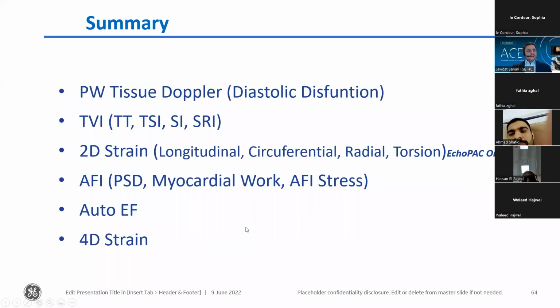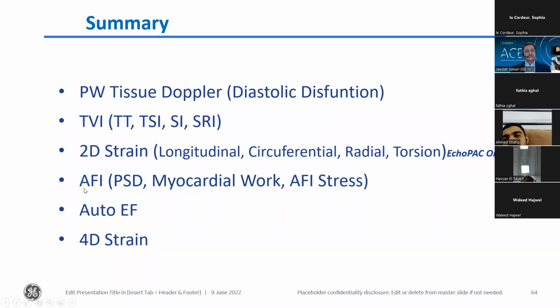So just to summarize, we spoke about tissue Doppler, tissue velocity imaging, tissue tracking, TSI, and strain rate imaging. We spoke about 2D strain, what we can do: longitudinal, circumferential, radial and torsion. And 2D strain, for us in GE, we strategically made it available only in the EchoPAC, because these are in-depth strain analyses that you might want to do, and you will not do it standing up next to the machine or while the patient is waiting. You will do it for in-depth analysis if you want. So that's why we have it available on the EchoPAC only.